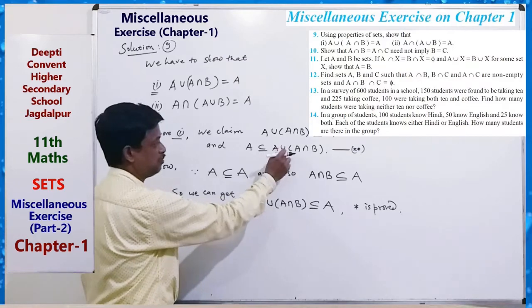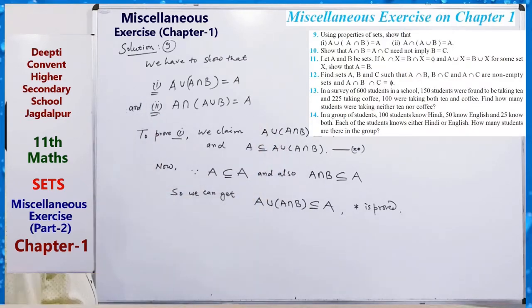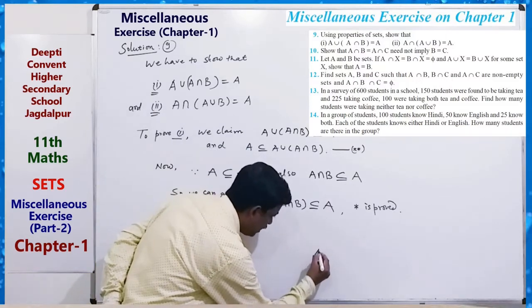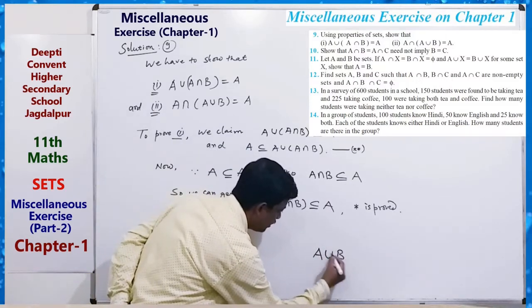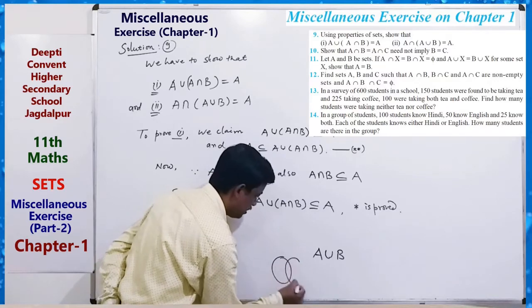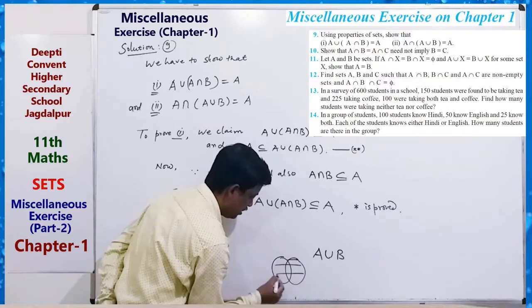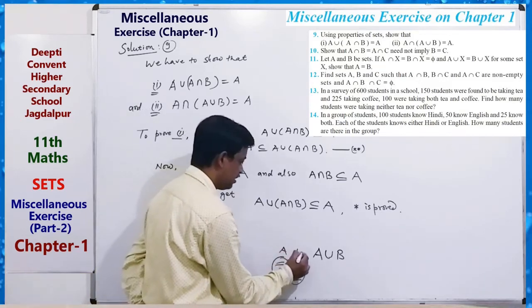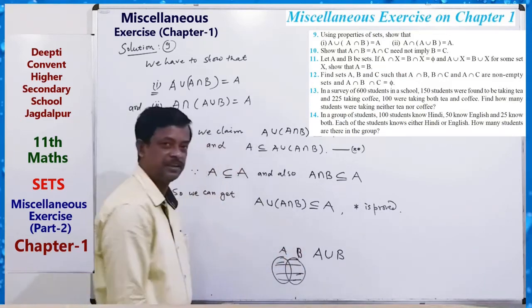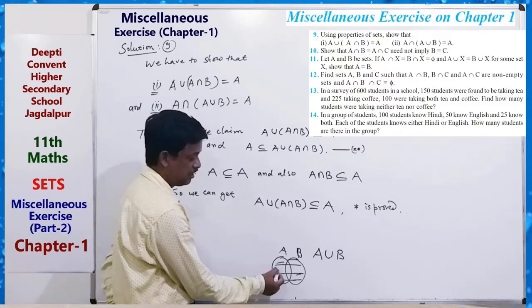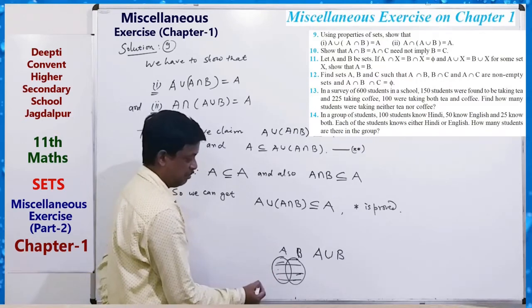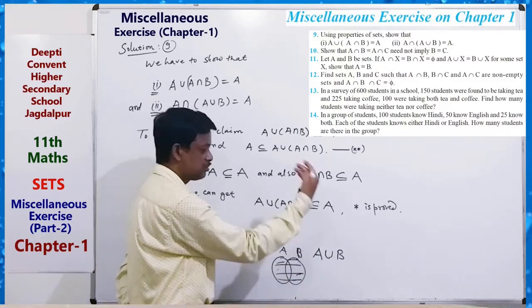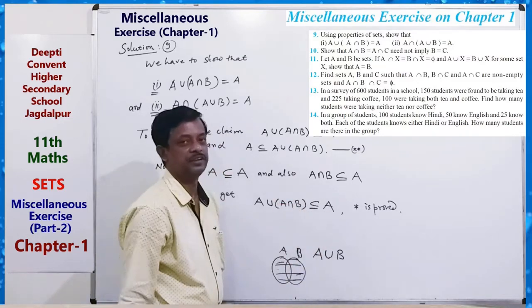And we have to prove the other. Here we see that A union B means the total. A is a subset of A union B, and also B is a subset of A union B.